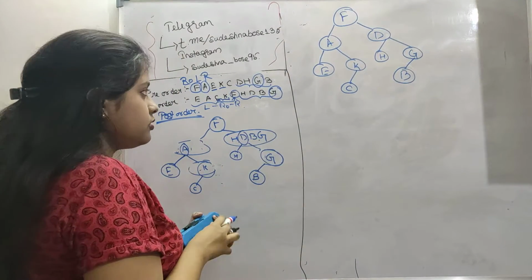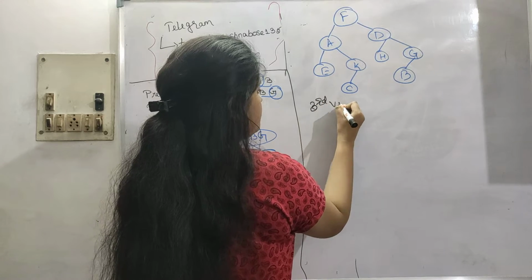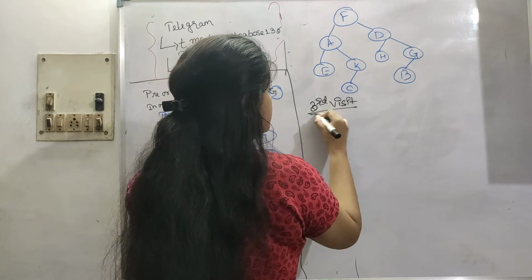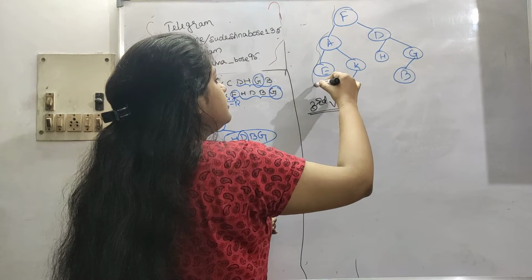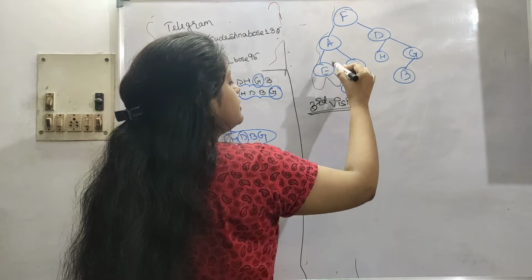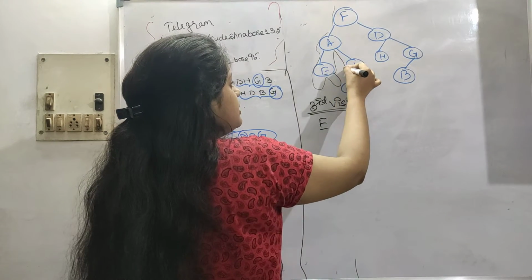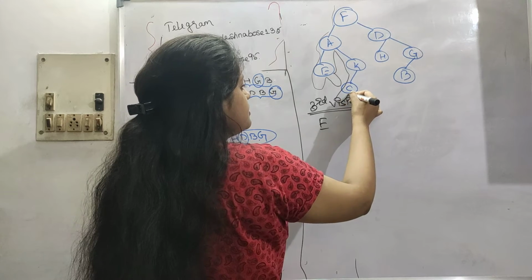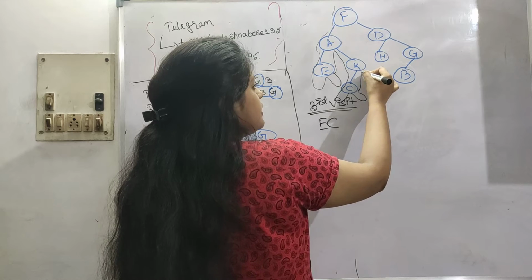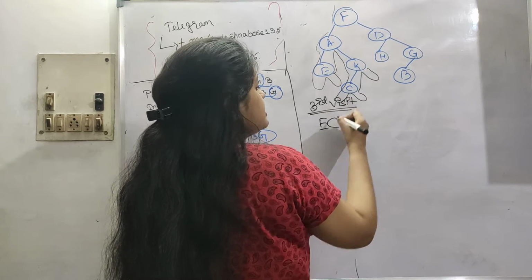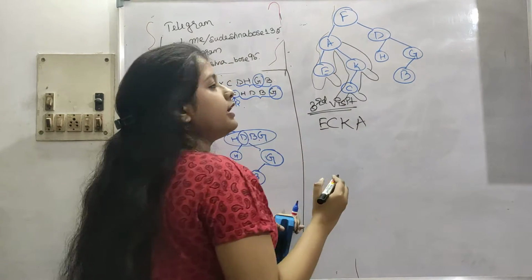Now we have to do post-order. Post-order means we print on the third visit. So first visit F, A is visited first, E is visited first, second time, third time it is visited, E. Then A is visited second time, K is visited first time, C is visited first, second and third. C is printed, K is visited second, nothing there, so K is visited third time. Then A is visited third time, so A.